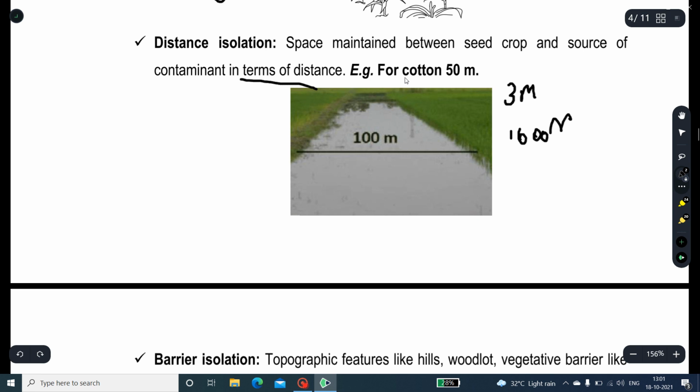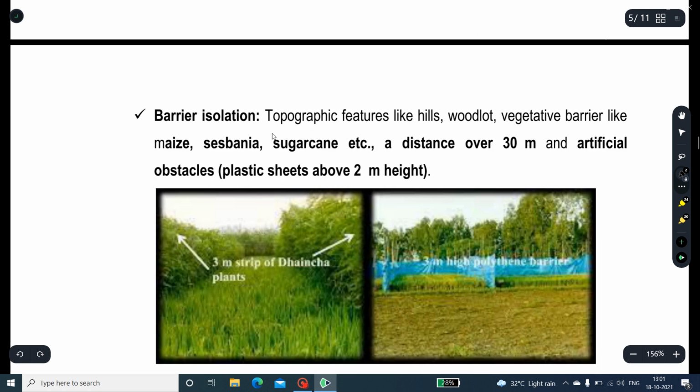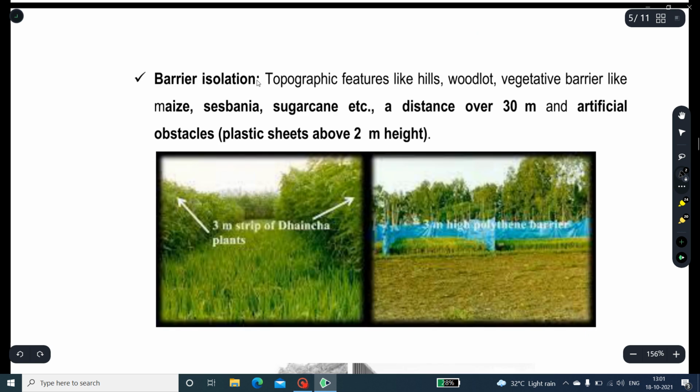And for cotton, it is often a cross-pollinated crop, so it requires 50 meters or 100 meters. It may vary depending upon the classes of seeds, like foundation seed and certified seed. And here the isolation distance we can see in terms of distance. And the next one is barrier isolation.